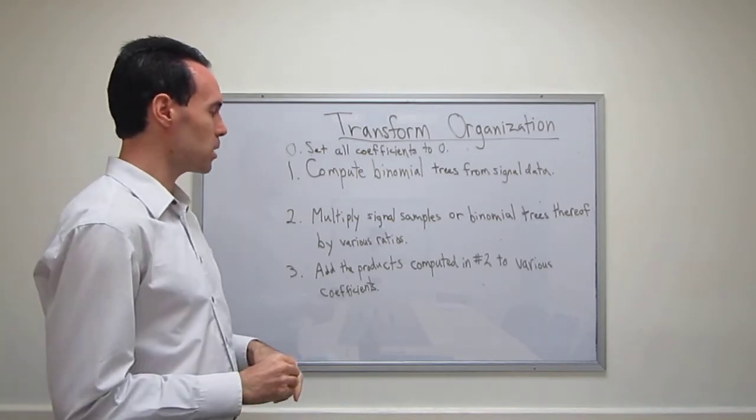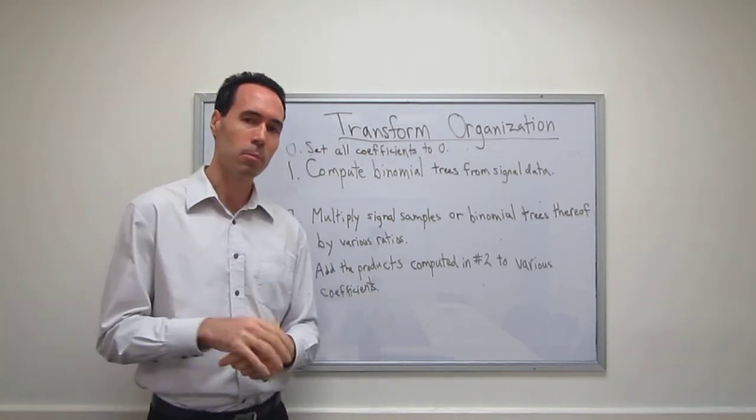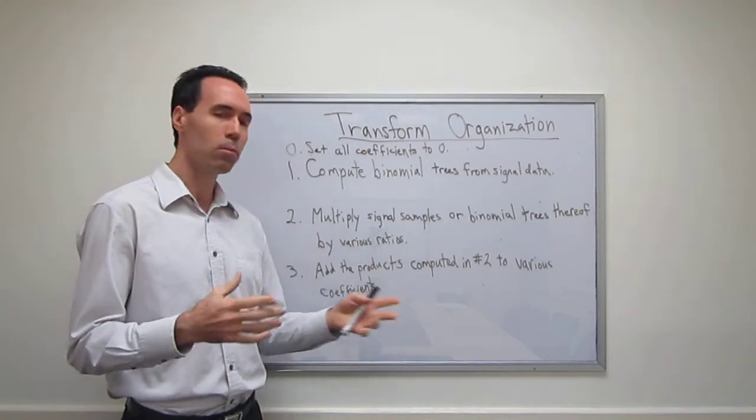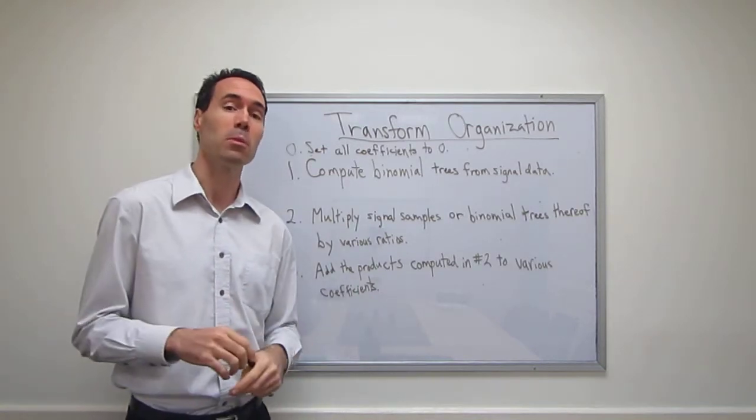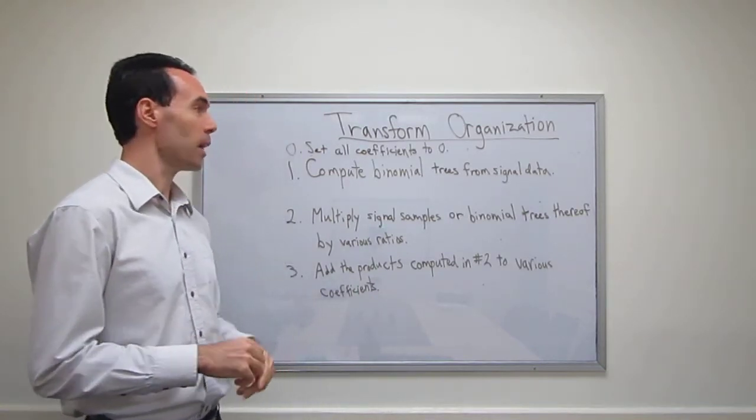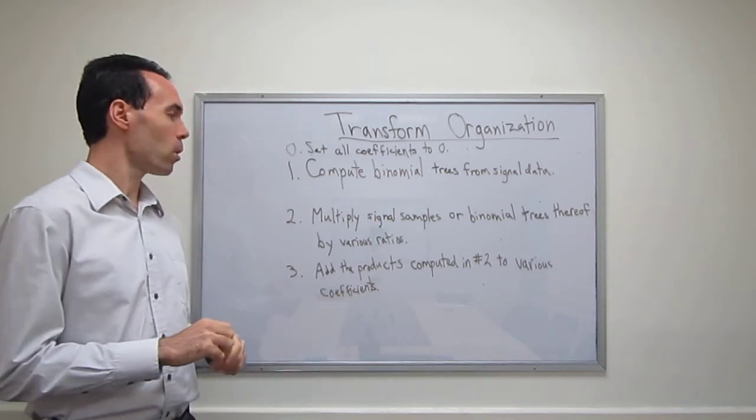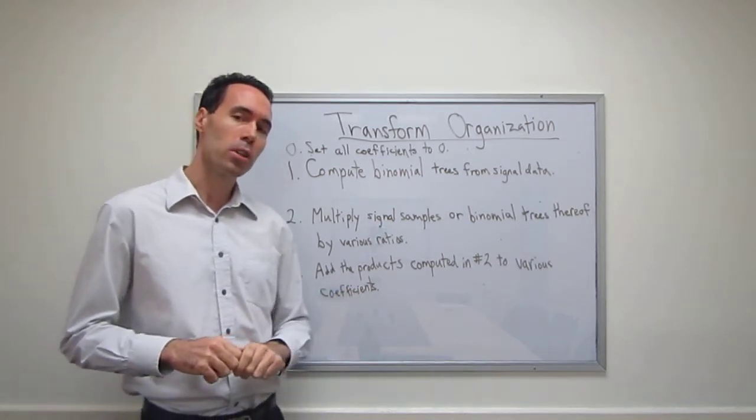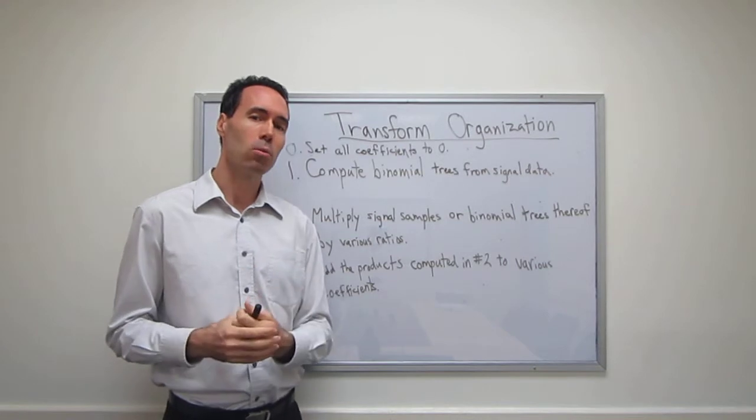And then basically all these products that are computed in step 2, we just simply add them to the right coefficient that they're supposed to be added to. And that's it.